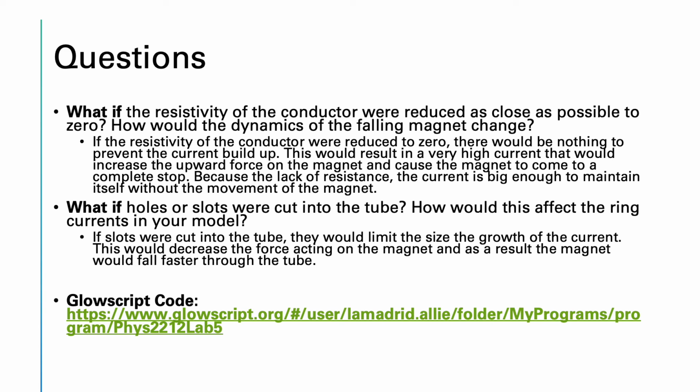What if holes or slots were cut into the tube? How would this affect the ring currents in the model? If slots were cut into the tube, they would limit the growth of the current. So the current would not be able to be as large as it is without any slots or holes. And this would in turn decrease the force acting on the magnet. As a result, the magnet would fall faster through the tube than it would if there were no holes or slots. And then at the bottom is my GlowScript code.